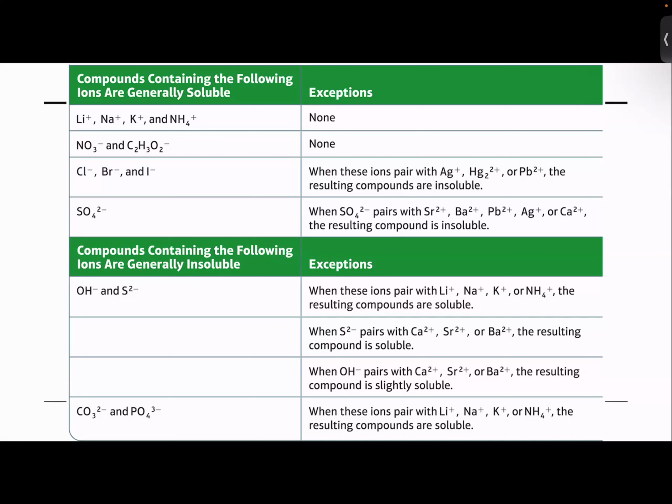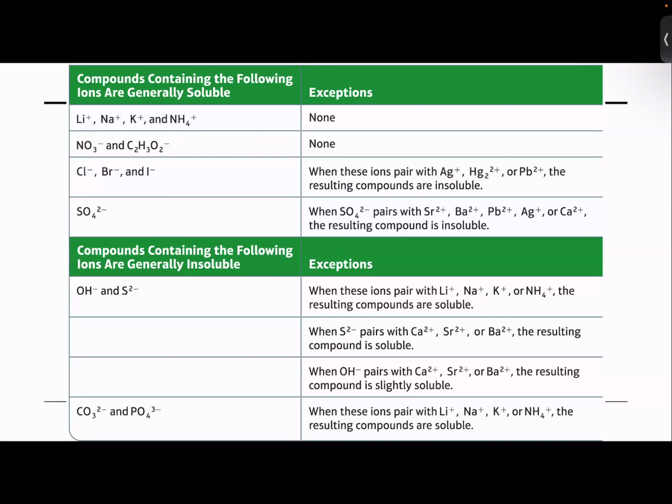Sulfates are very similar to the chloride, bromide, and iodide. Most sulfates are soluble, meaning that they will completely dissolve in solution. But there are some exceptions. You will notice silver and lead come back. I believe mercury 1 also comes back. But now we've added 3 additional ones. We've added strontium, barium, and calcium to that list as well.